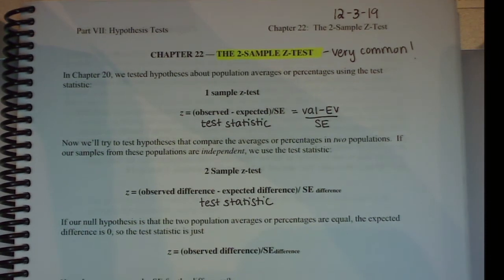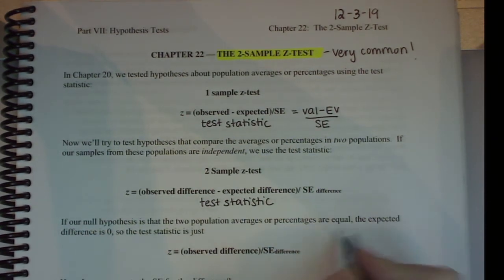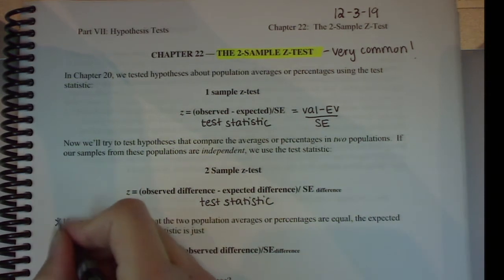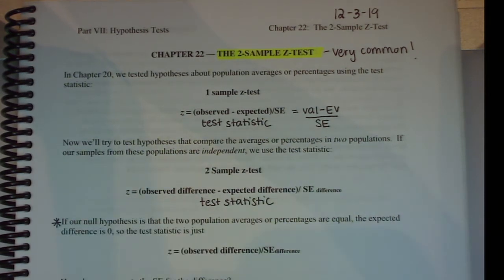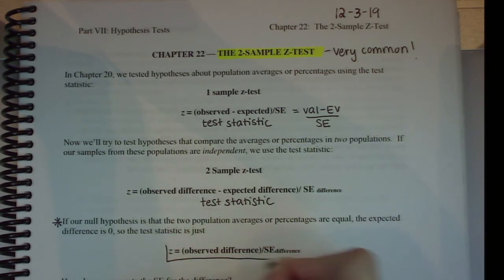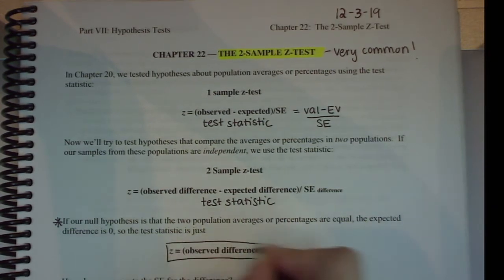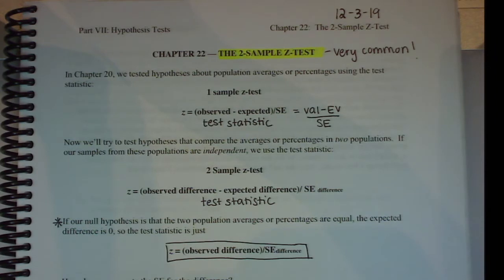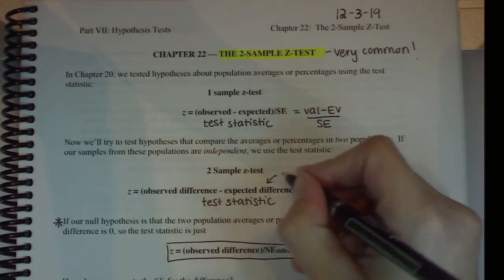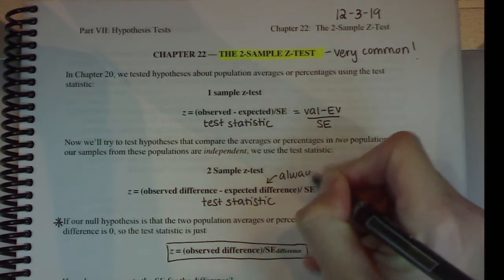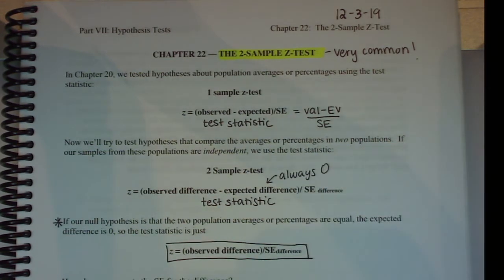Let's see, it says if our null hypothesis is that the two population averages or percents are equal, the expected difference is 0. So a lot of times you'll see the z statistic for the two sample z-test as just the difference over the standard error for the difference, because this expected difference is always 0. Because we're trying to test, is there a real difference or not?